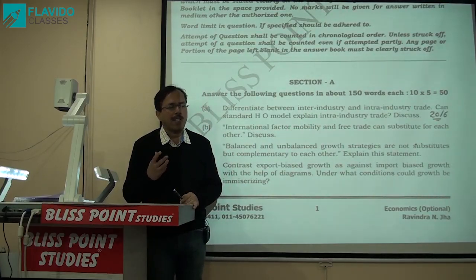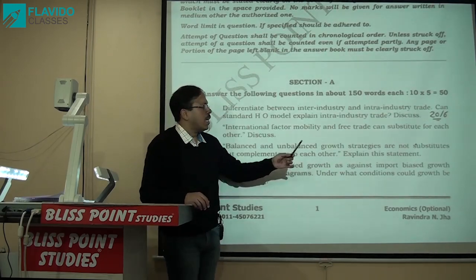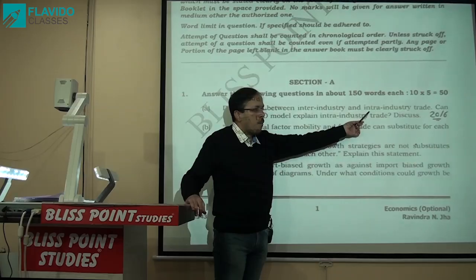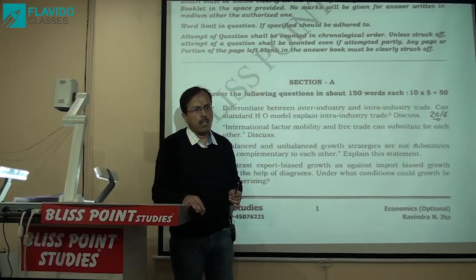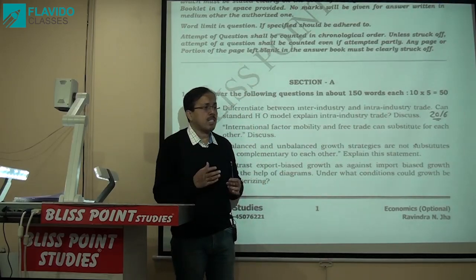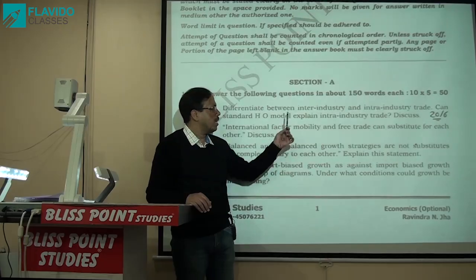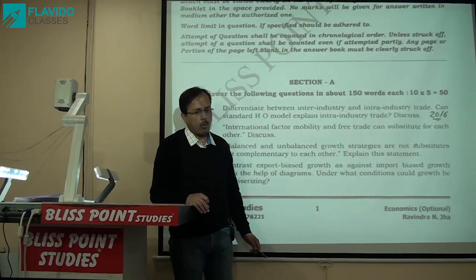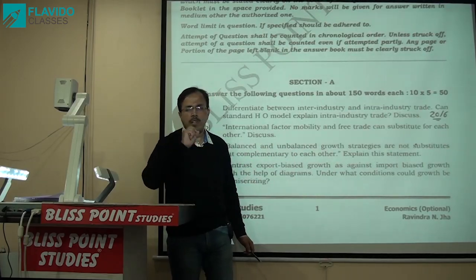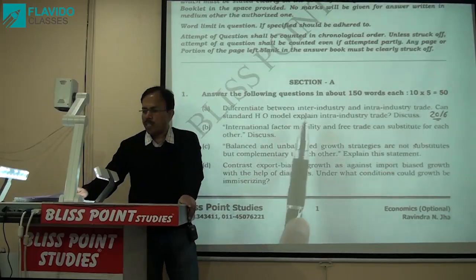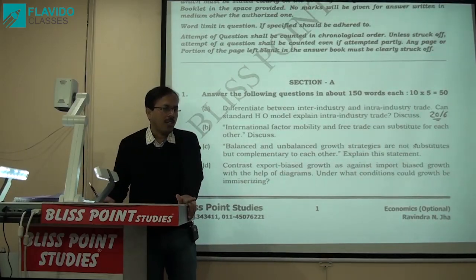If two countries are very similar in nature, then intra-industry trade will be more prominent. And if two countries are very dissimilar in terms of their endowment, then inter-industry trade will be more prominent. So there, first of all, explain what you mean by inter-industry and intra-industry. Why are we talking about that?